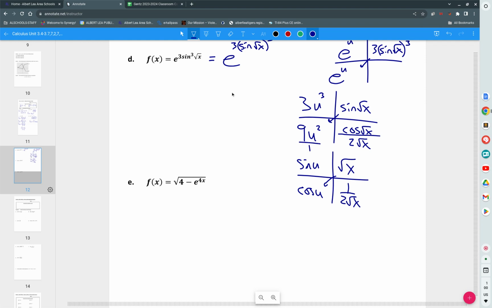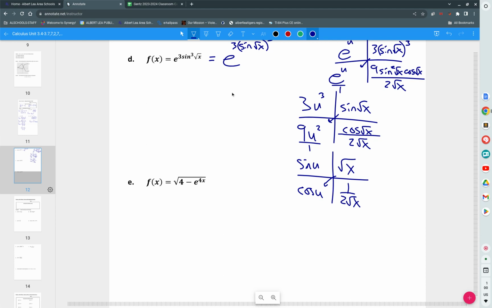So then the derivative that's going to go here is this guy. I will have 9 sine squared of the root of x times cosine of the root of x all over 2 roots of x. How did you get the top part, like the sine squared? So I have to take this and plug it in for u. Yeah. So I'm going to be squaring the sine of the root of x.